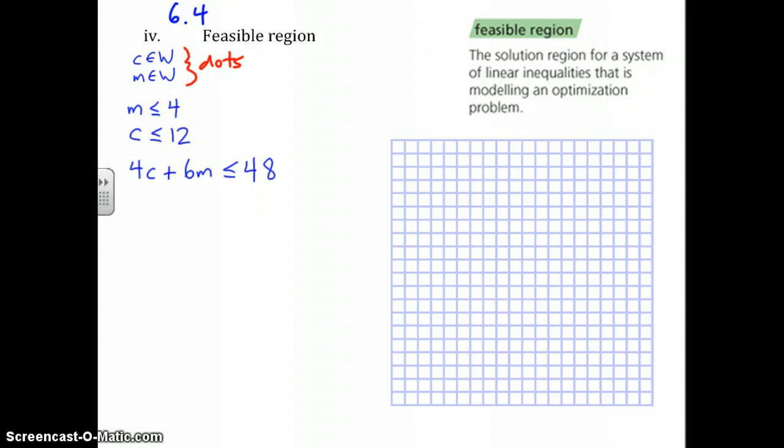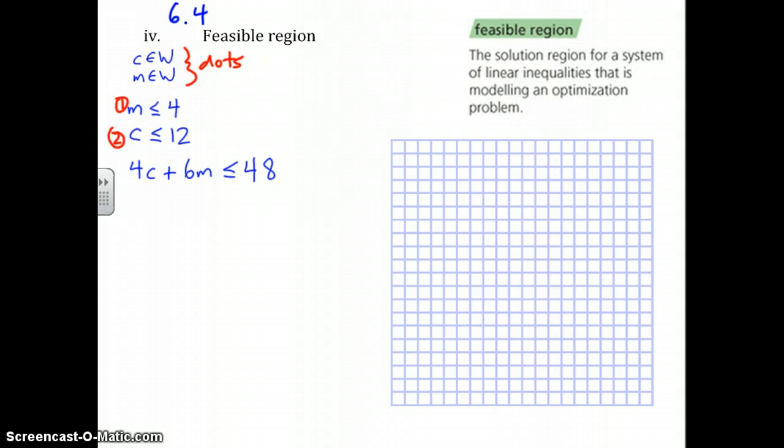All right, so let's start with the first one. I'll label it 1: m is less than or equal to 4. That's going to be a line that is either horizontal or vertical, wherever the m value is 4. Second one, C is less than or equal to 12, so again horizontal or vertical, the opposite of the other one, where C equals 12. The reason I'm not graphing these yet is because I'm not quite sure what scale I'm going to need.